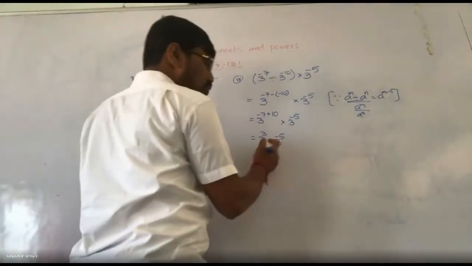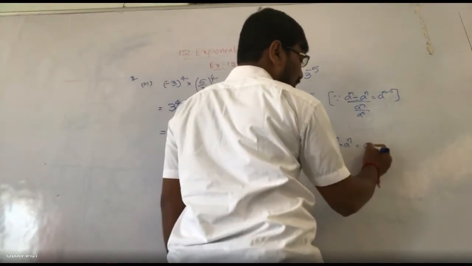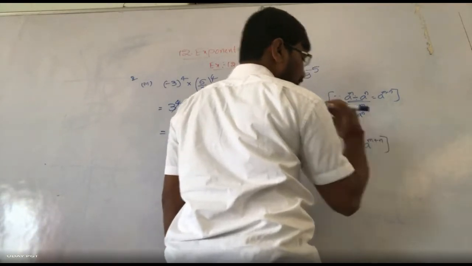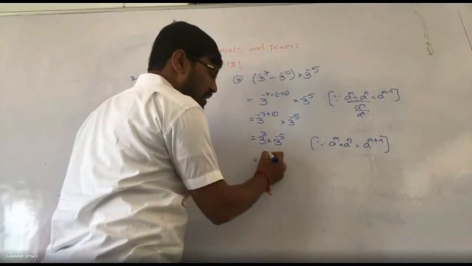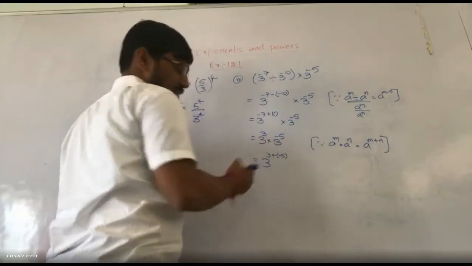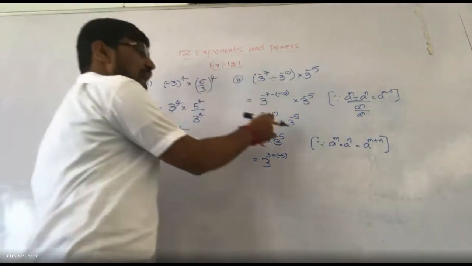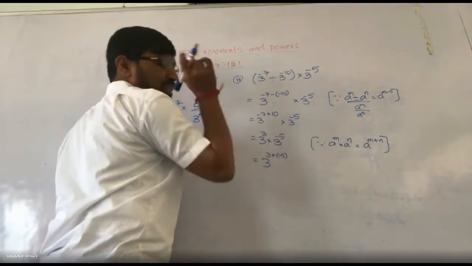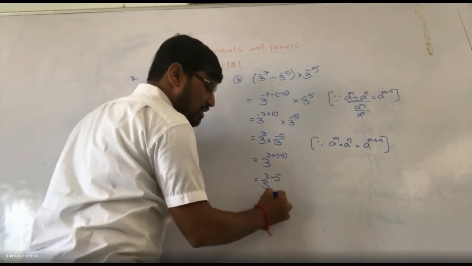So now in this situation, a power m into a power n, we can write as a power m plus n. What do you get? 3 power 3 plus minus 5. You don't write 3 plus 5 directly, because you have minus 5 here. This one plus this one. So we are going to get 3 power 3 minus 5, which means 3 power minus 2.